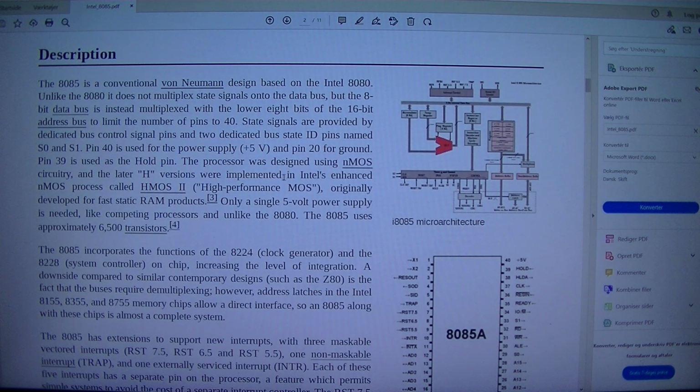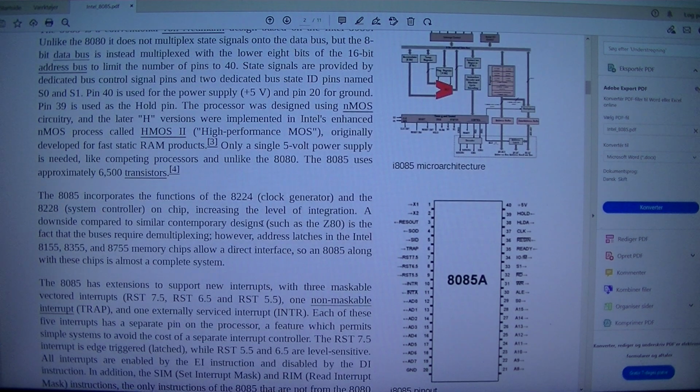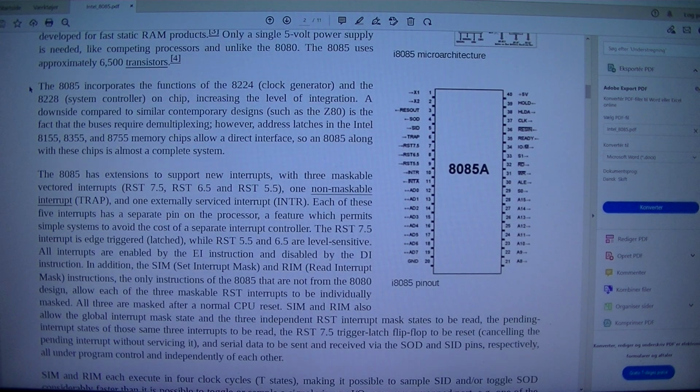The processor was designed using NMOS circuitry, and the later H versions were implemented in Intel's enhanced NMOS process called HMOS, High Performance MOS, originally developed for fast static RAM products. Only a single 5-volt power supply is needed, like competing processors and unlike the 8080. The 8085 uses approximately 6,500 transistors. The 8085 incorporates the functions of the 8224 clock generator and the 8228 system controller on chip, increasing the level of integration.